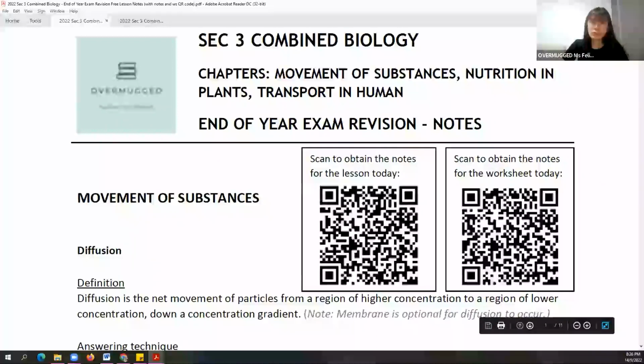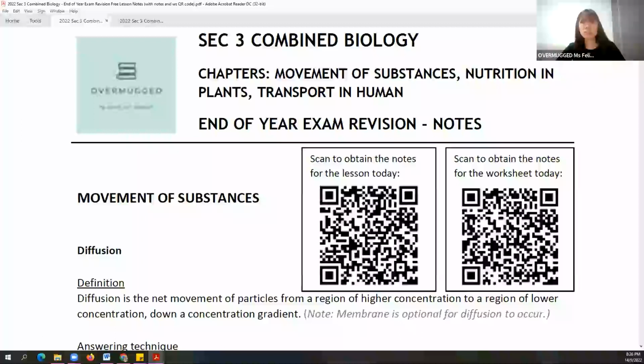Okay, so answering Catherine's question, why do you need to write the words "down a concentration gradient"? Is it compulsory to write? Yes, you should include it. It depends on your school also, because if the school is strict, you need to give a very complete answer. You need to have the words "down a concentration gradient".